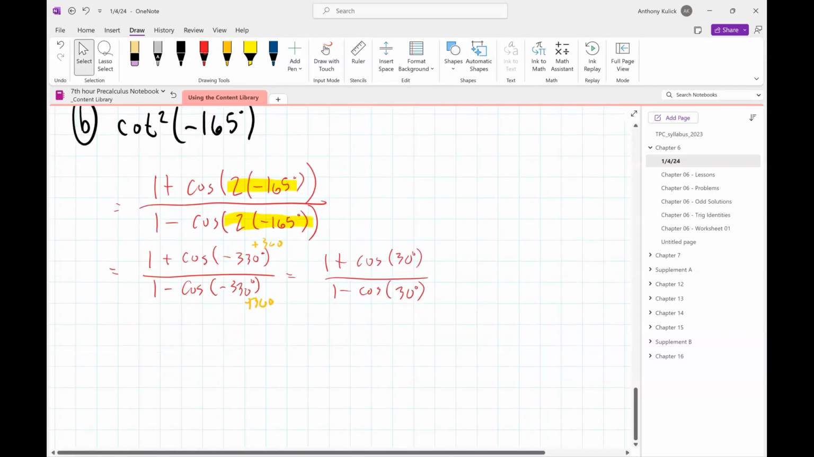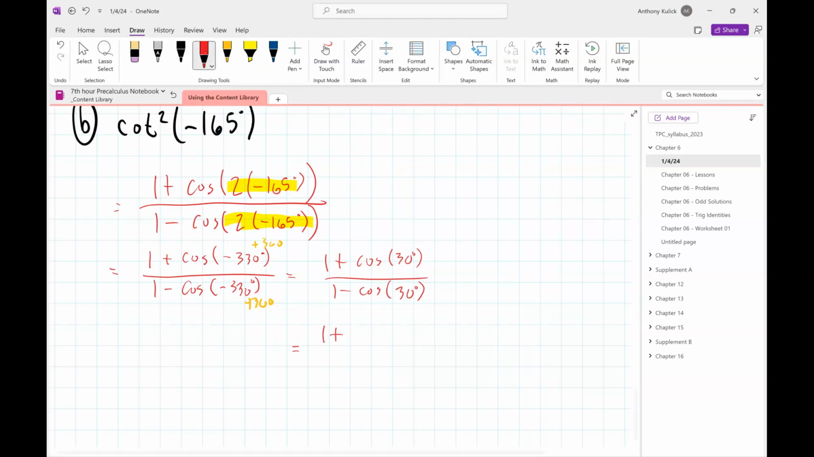And that I can definitely do. That's a unit circle value. When I look on the unit circle, what's cosine of 30 degrees? Excellent. Oh no, I have that same fractions inside of fractions thing happening again. What do I do to take care of that?